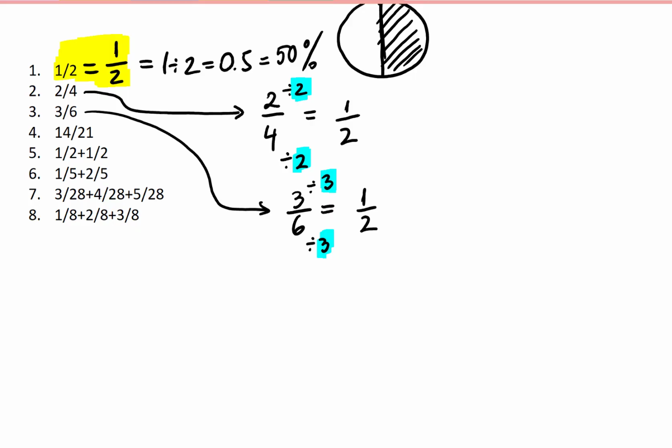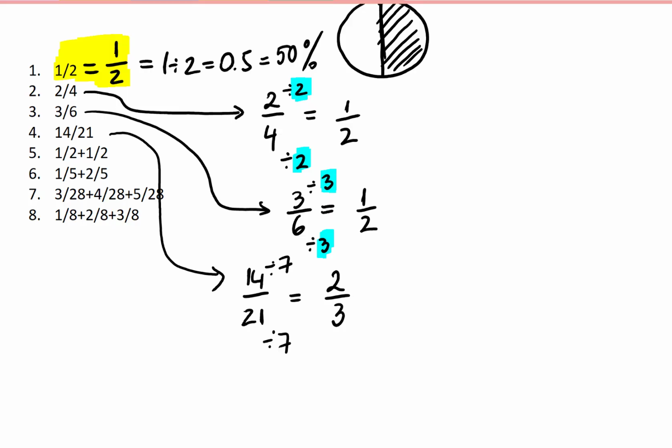So let's go to problem 4 now. Problem 4 says 14 over 21. So we notice that both of these numbers can be divided by 7. So we divide the top by 7, we divide the denominator by 7, and we get 2 over 3. Now that is the simplest form.